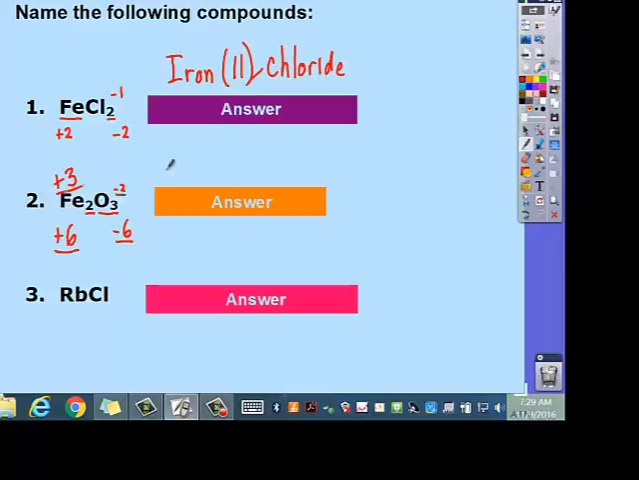So the name of this one, I'm sorry, I didn't do the cation and anion. The cation is going to be my iron +3. My anion will be oxygen -2. And the name is going to be iron 3 oxide.